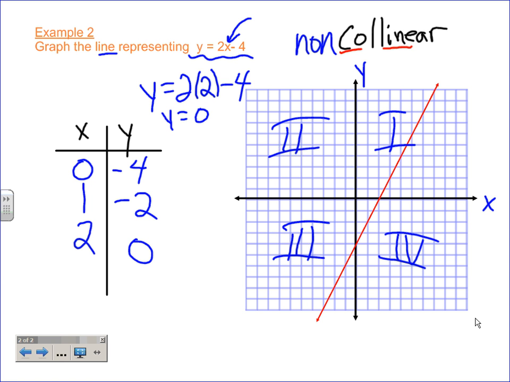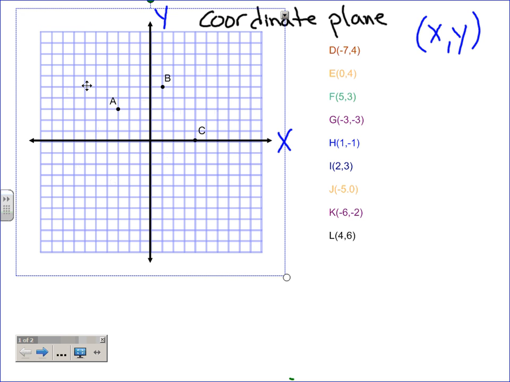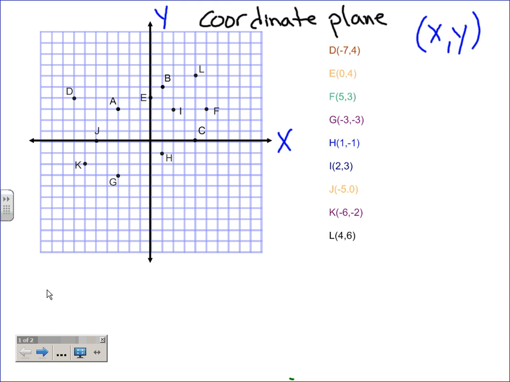So if I were to ask you what quadrant some points are in, you think you could handle that? All right. So how about point I? What quadrant is point I in here? You can just shout it out. 1. All right. Point K. 3. Point L. 4. There you go. E.